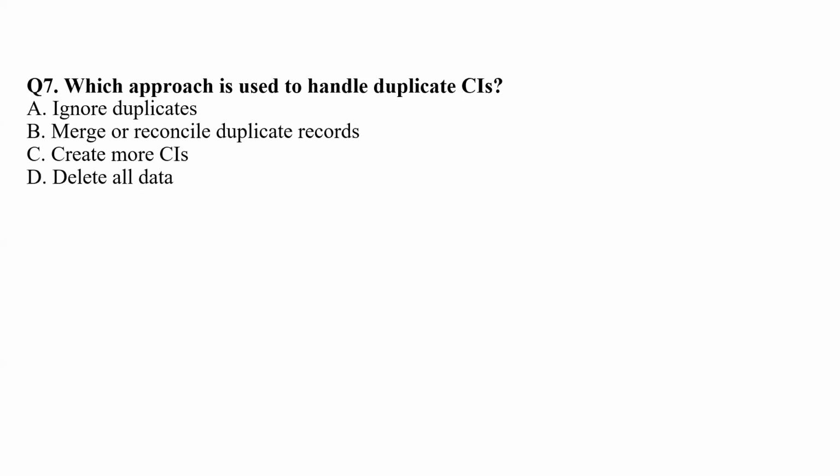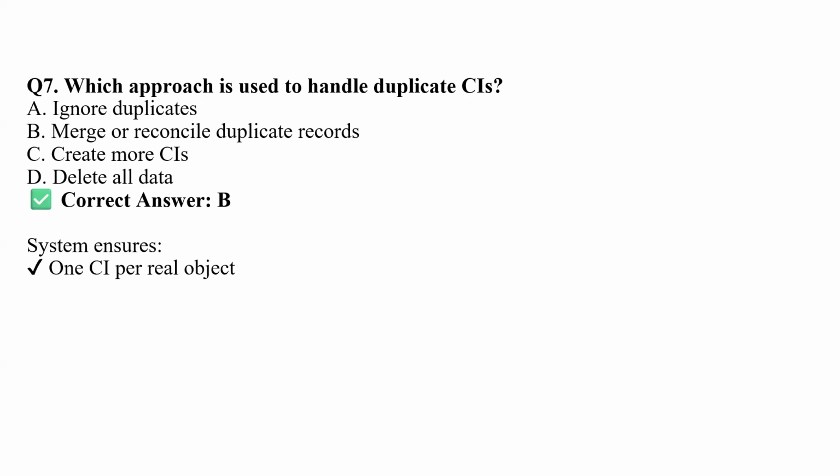Next one, which approach is used to handle duplicate CIs? Option A, ignore duplicates. Option B, merge or reconcile duplicate records. Option C, create more CIs. Option D, delete all data. So what happens if we face duplicate CIs? In that case, we merge the duplicates and form a single record.